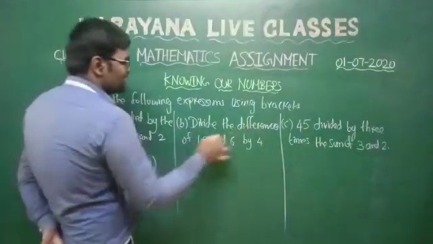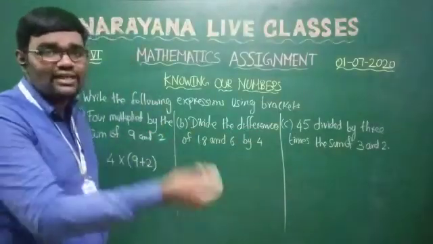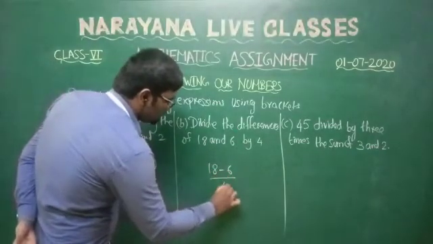Similarly, divide the difference of 18 and 6 by 4. Divide the difference of 18 and 6 by 4.